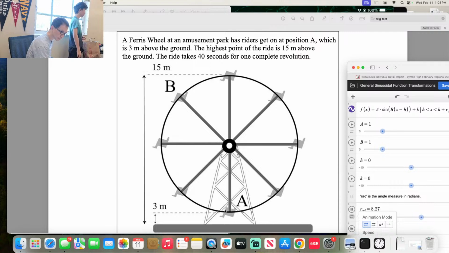Devin, what did you put? 6 or 9? Good job. What are we being asked to do? To find the equation for the ride that takes 40 seconds for one revolution. Right. Is this a good equation?